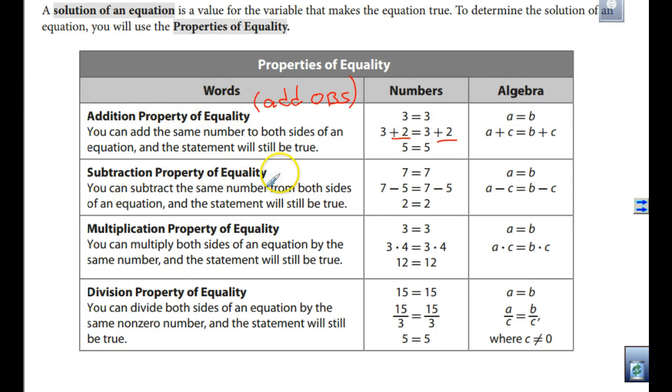Okay? And that goes for all of these. Subtraction property of equality, multiplication, division. So just know if they're asking for the actual property name, don't say, oh, the property name is add on both sides, or subtract on both sides. It's the subtraction property of equality, and so on.